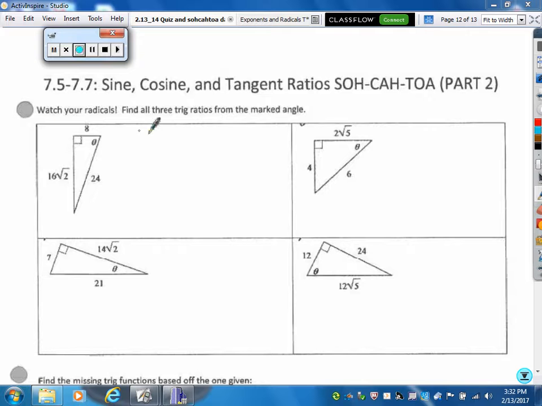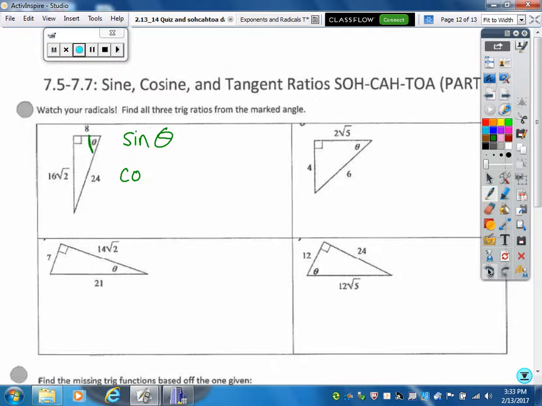The directions say find all three trig ratios from the marked angle. So our marked angle would be this theta right here, and we're going to find the sine of theta. We're going to find the cosine of theta. Oops, misspelled that. Let's try that again. The cosine of theta and the tangent of theta.